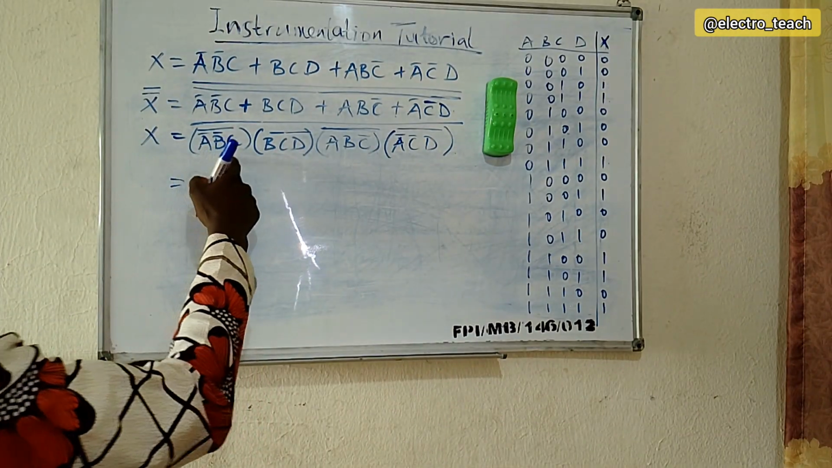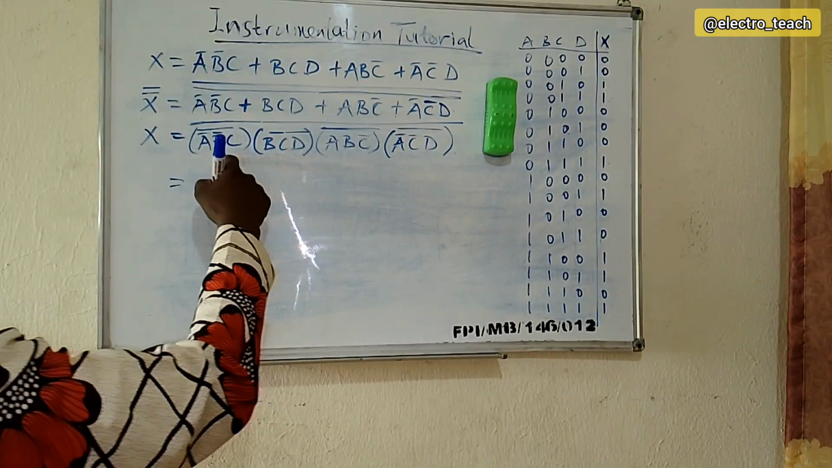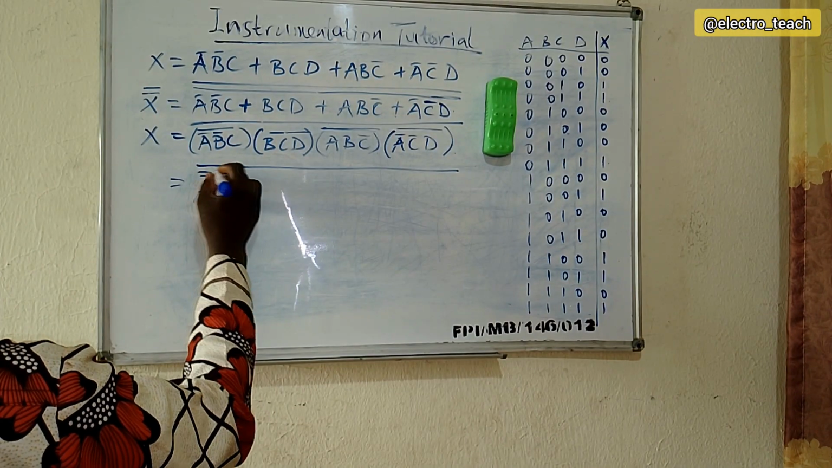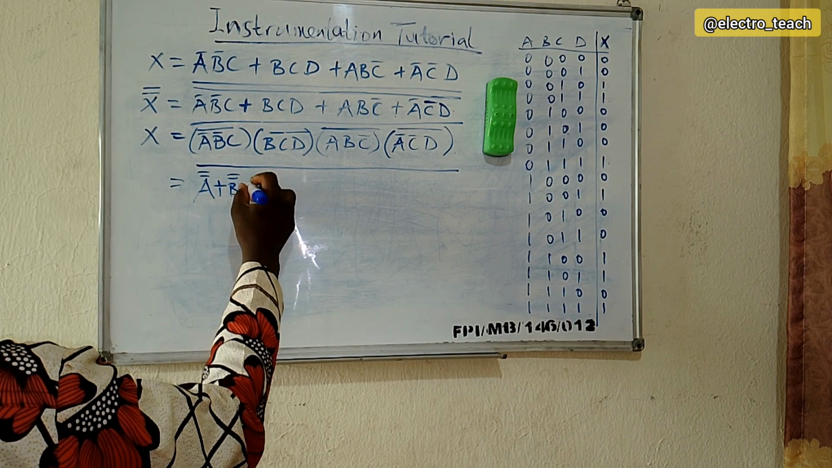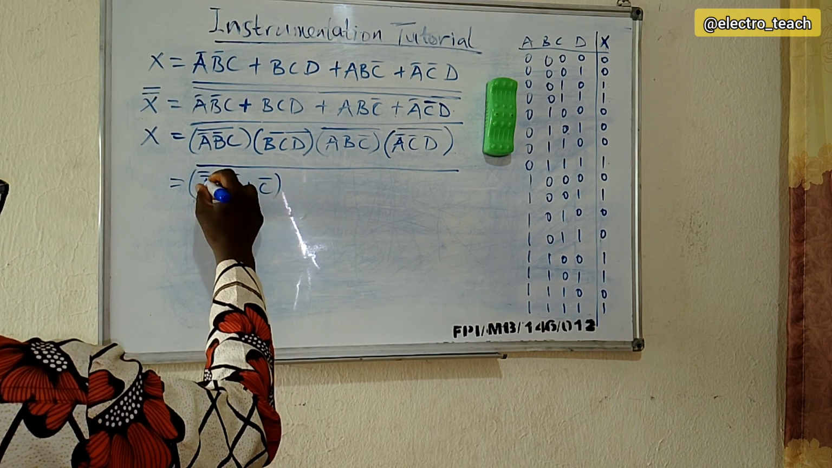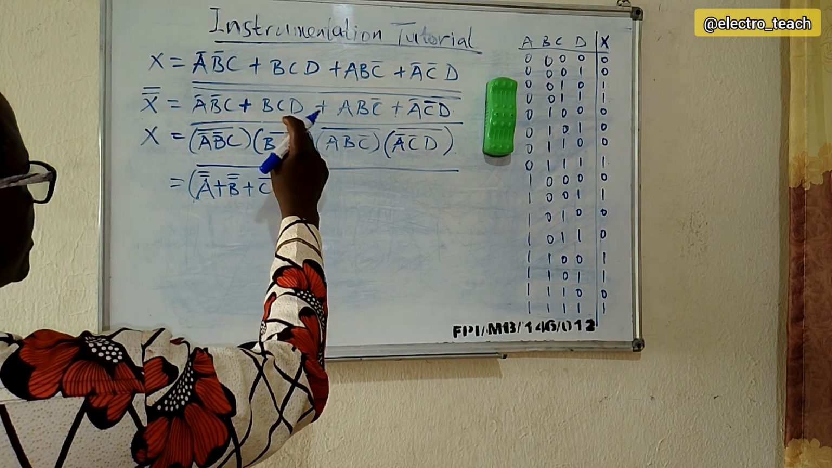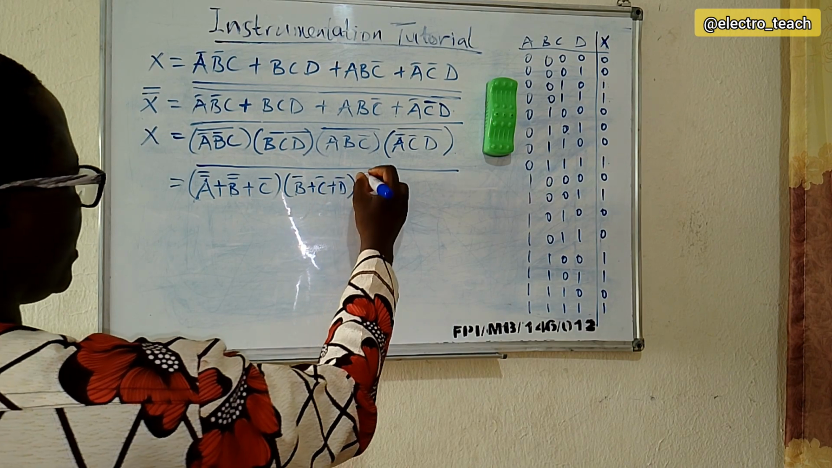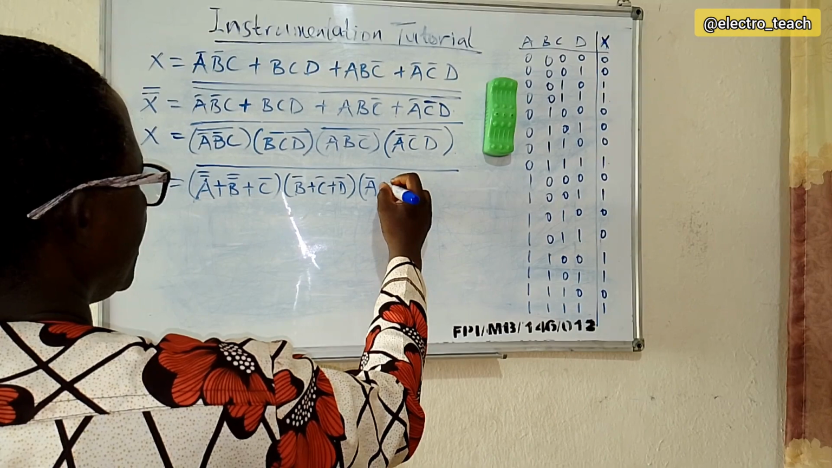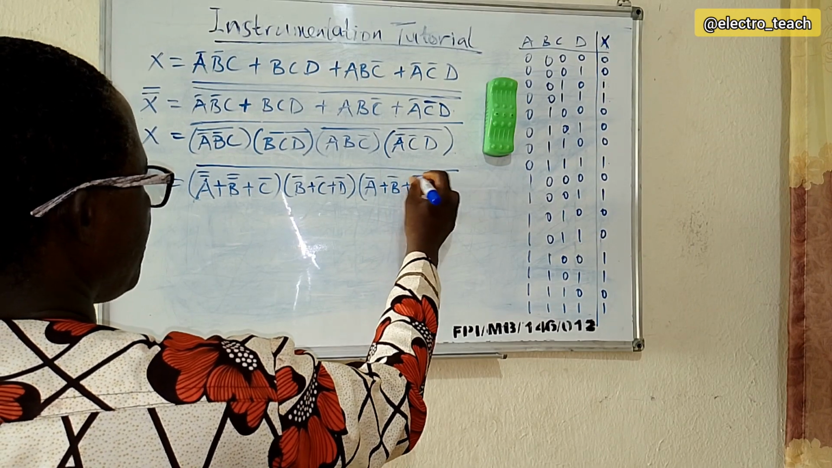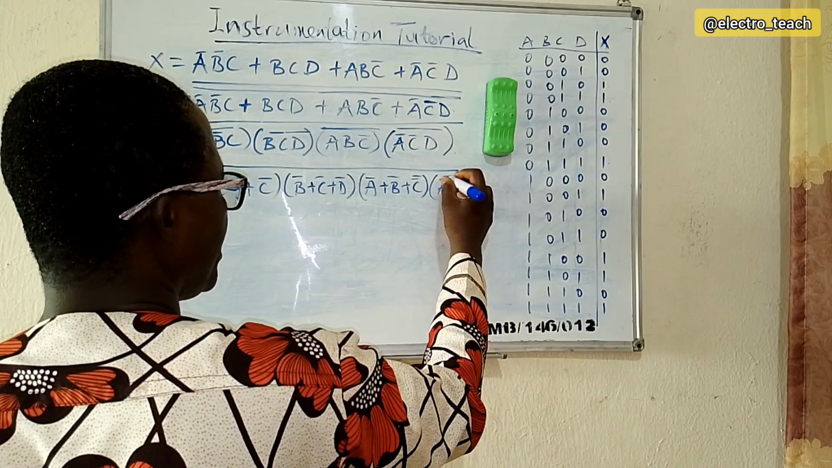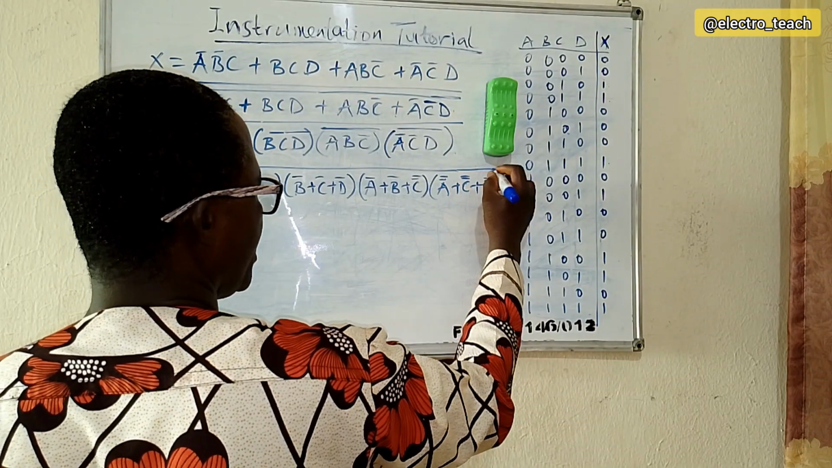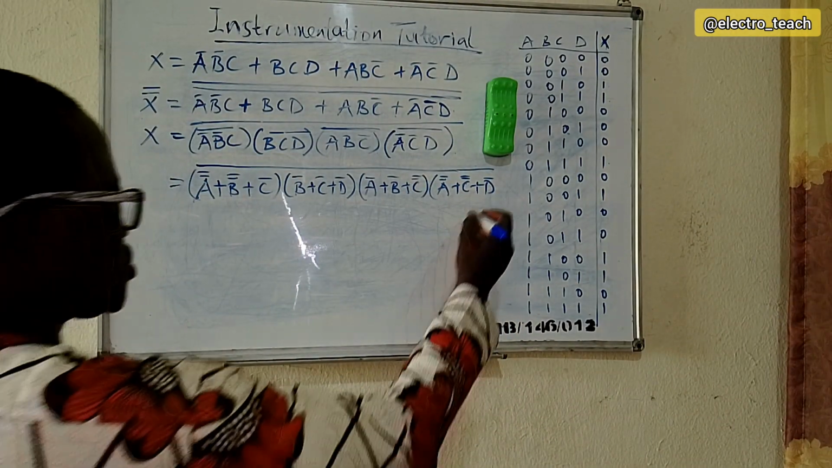So we continue to apply De Morgan's theorem to the AND gate also. We have the longer bar remaining. We have A bar, and the sign changes to plus, B bar plus C bar, and then brackets here. B bar plus C bar plus D bar, then A bar plus B bar plus C bar, and then A bar plus C bar plus D bar, and then the longer bar remains. So we close the brackets here.